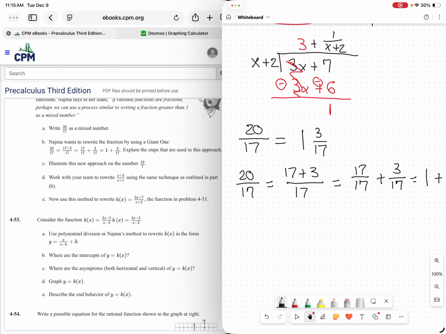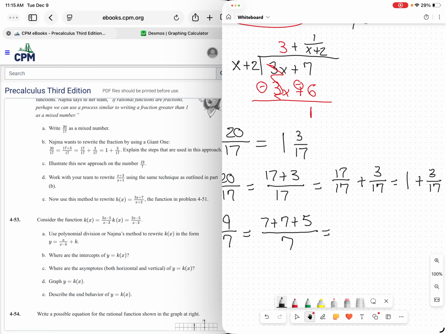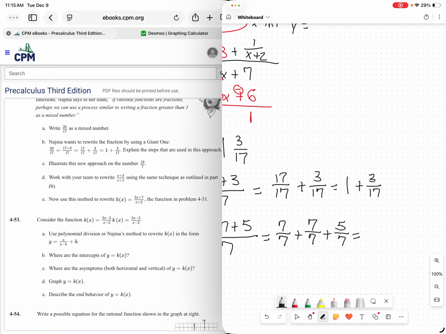So now we're going to use her same method to do 19 over 7. So this would be 7 plus 7 plus 5 over 7, which equals 7 over 7 plus 7 over 7 plus 5 over 7. And that's going to be 2 plus 5 over 7.